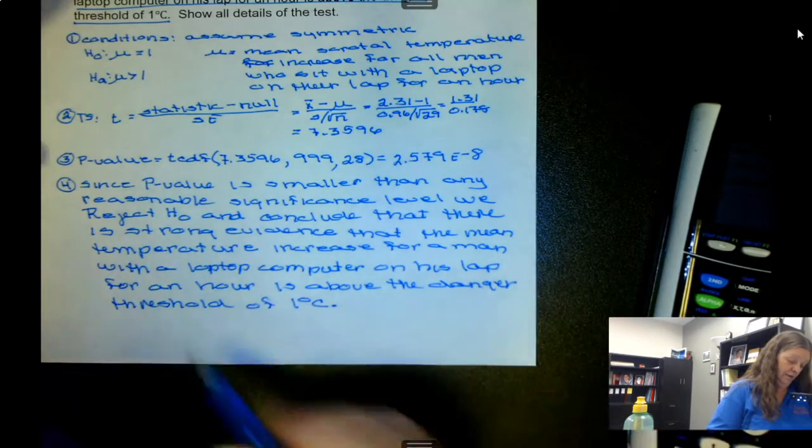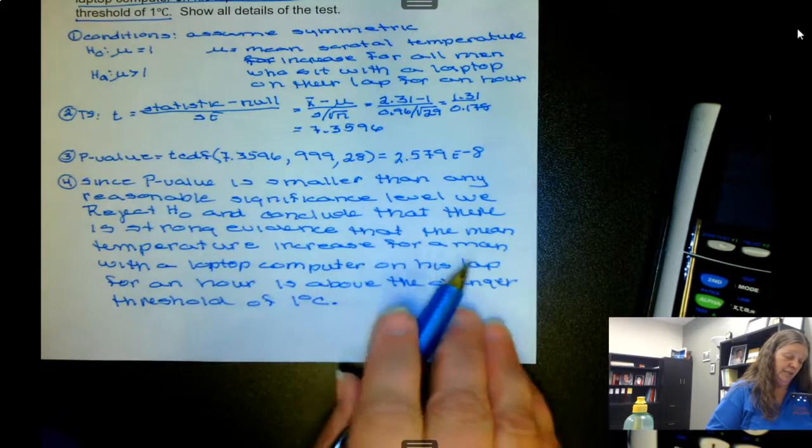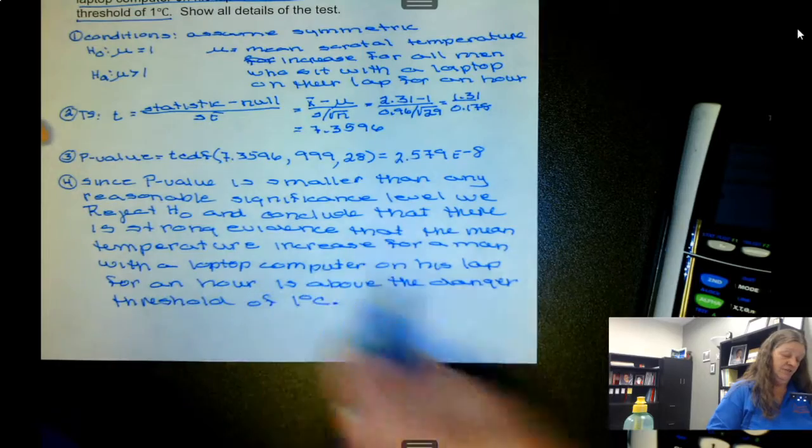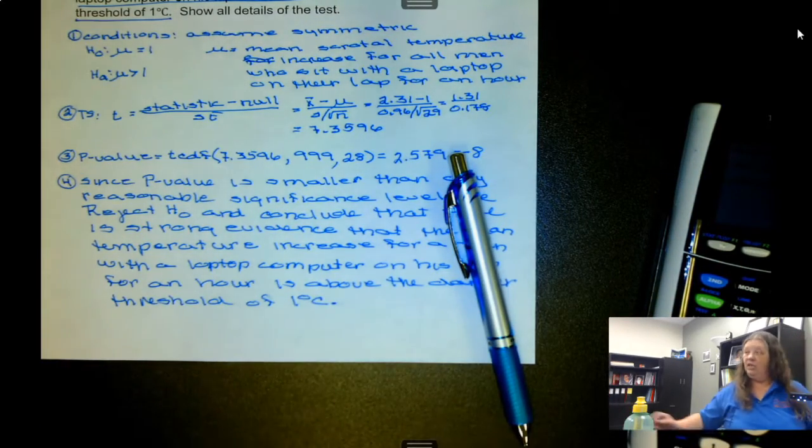Note again, we say there's strong evidence. We don't say for sure that this happens, but there is strong evidence. We want evidence that this is going to happen.